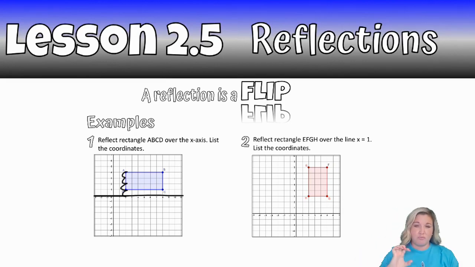I'm going to make A prime. So the image of A is going to be 4 below. All right. So A prime is going to be at 2, -4. And then I'll do that for each of the other points.